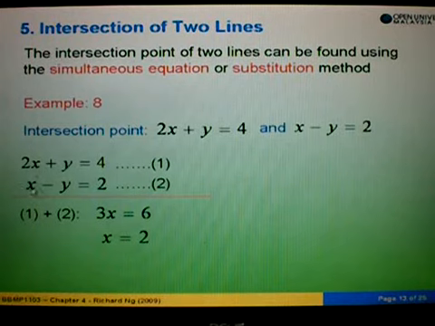So 2x plus x will give us 3x. Y plus negative y, we can cancel. And then 4 plus 2 will give us 6. Therefore, x equals 6 over 3 equals 2.